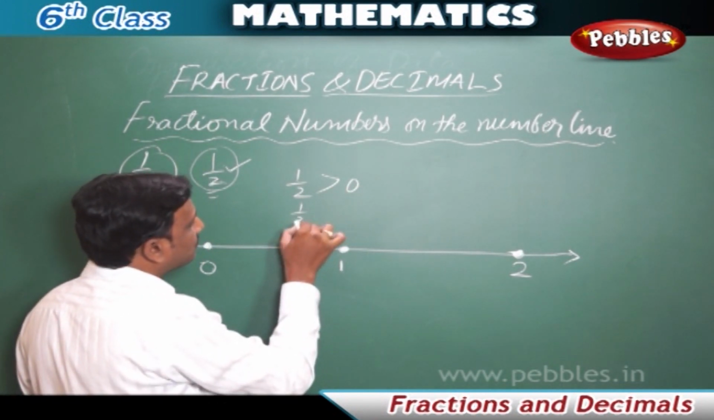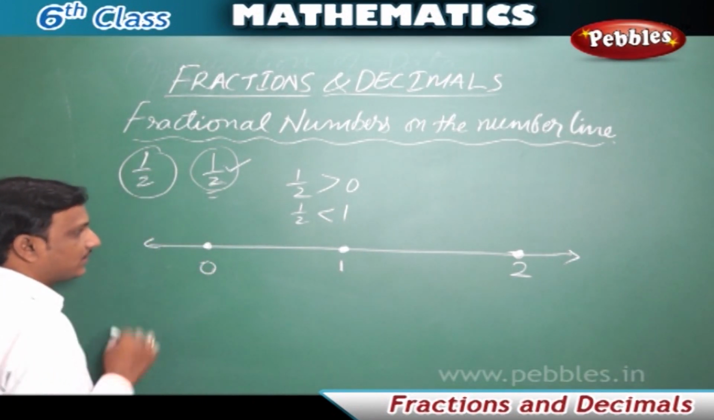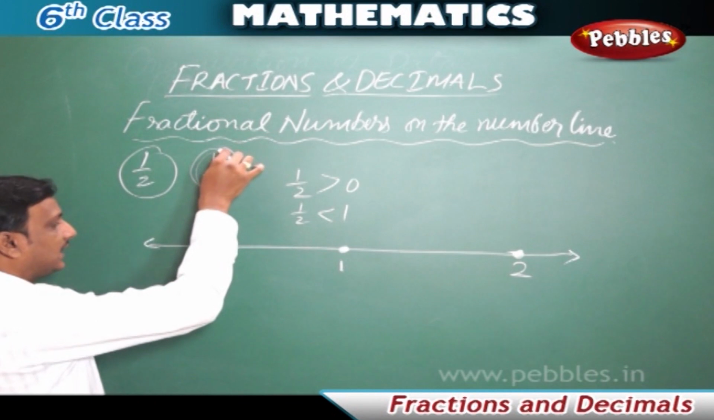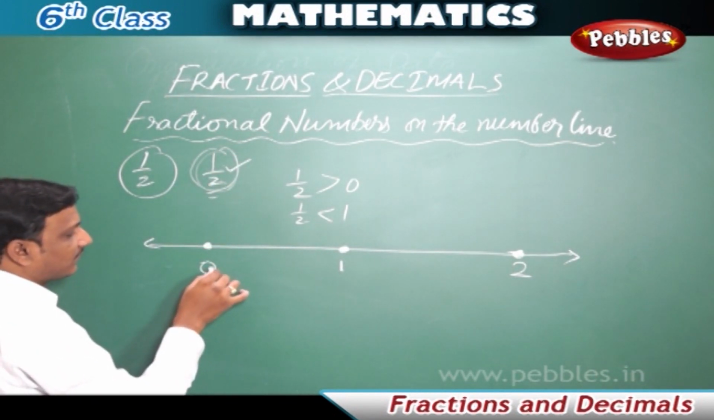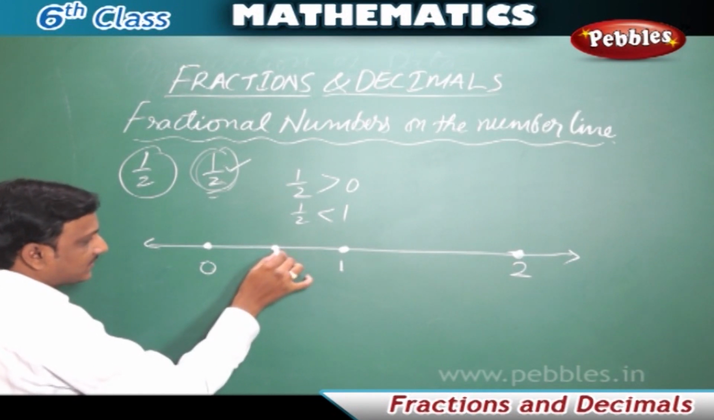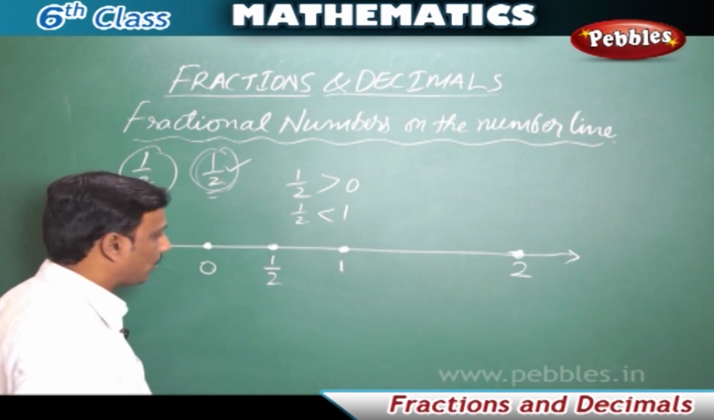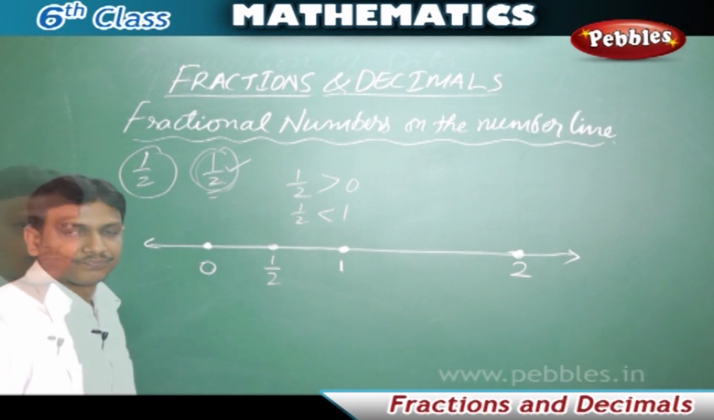And 1 by 2 is less than 1. That means it is lying between 0 and 1. So this 1 by 2 lies at equal distance from 0 to 1. So at the center point between 0 and 1, we can locate 1 by 2.